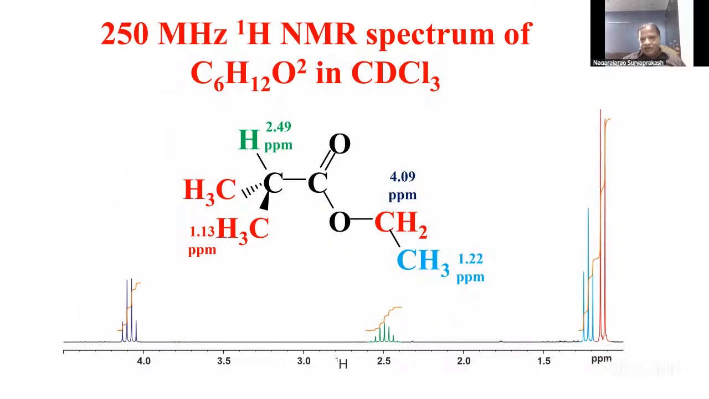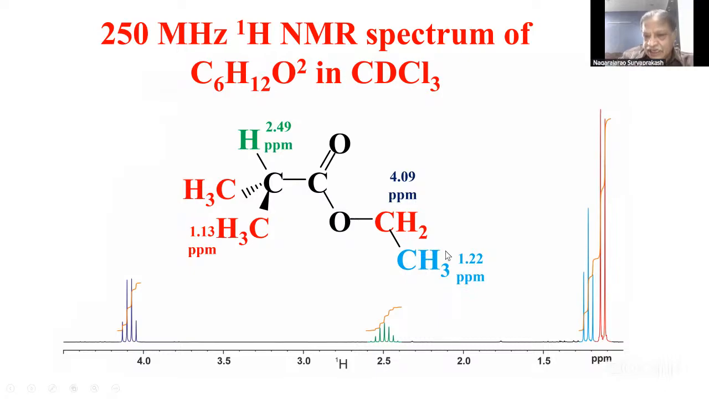How do we interpret this? Look at this one. These CH2 and CH3 are far away from any of these two protons, the CH3 and CH protons. 1, 2, 3, 4, 5 bonds away, and this is maybe 6 or 7 bonds away. So we can safely assume these protons are not coupled to these protons. So it is an isolated group.